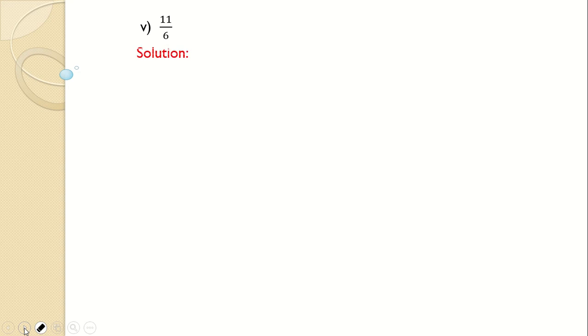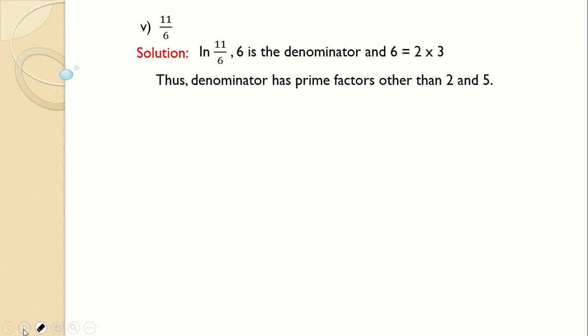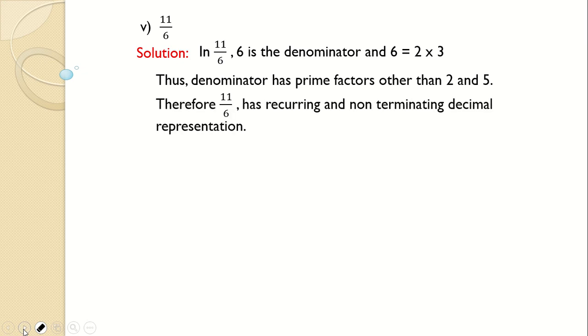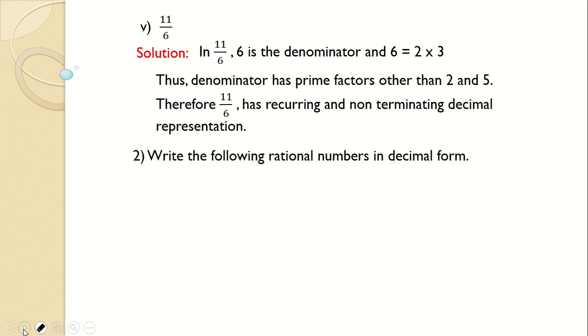11 upon 6. So here we see 3 has come, the factor of 6, 2 into 3. So it is something apart from 2 and 5, so that's going to be recurring. The denominator has a prime factor other than 2 and 5. Therefore 11 upon 6 has a recurring and non-terminating decimal representation.